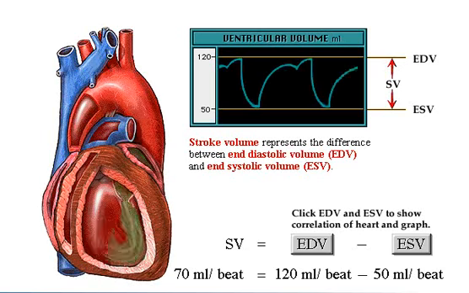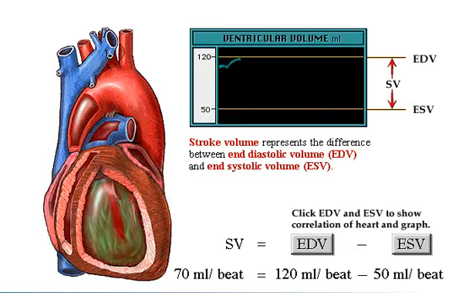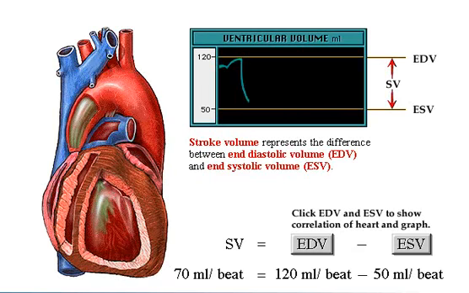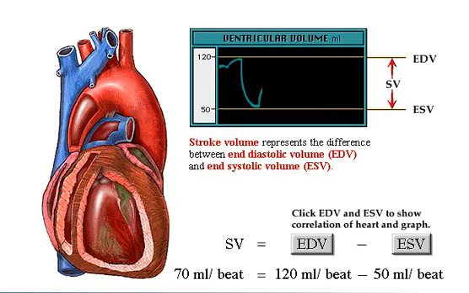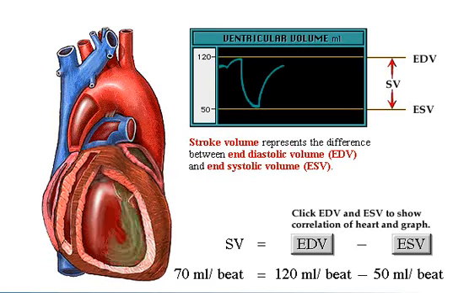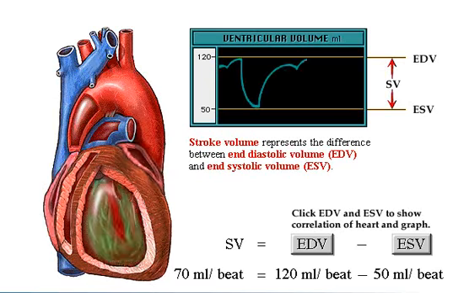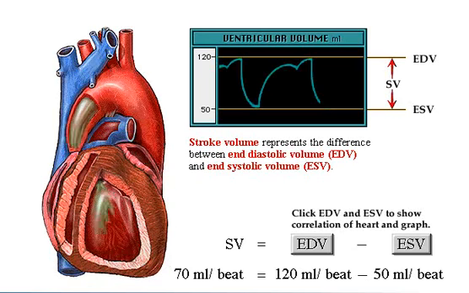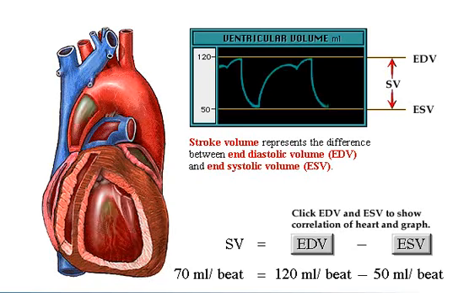For example, each ventricle normally contains about 120 milliliters of blood by the end of diastole. At the end of systole, about 50 milliliters of blood are left in each ventricle. This means that 70 milliliters of blood were pumped out of each ventricle during systole.